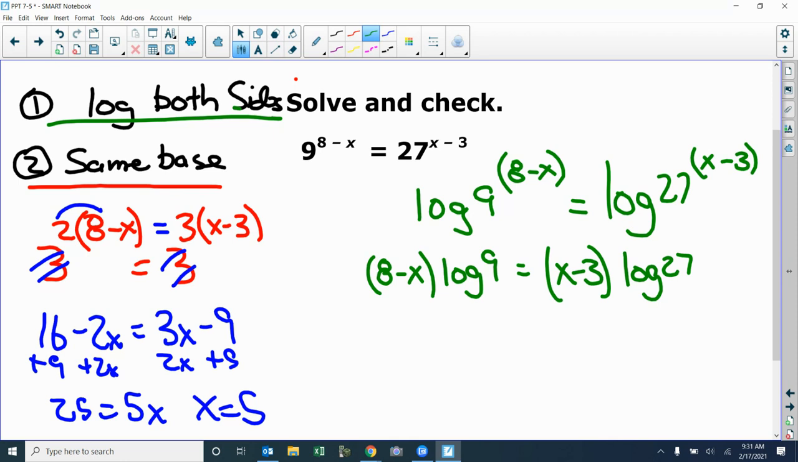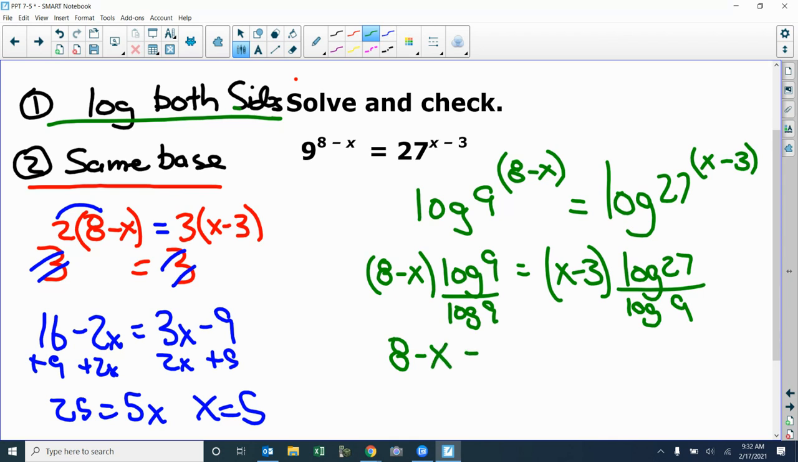This is the second method, or in this case up there I have labeled number 1. We did same base number 2 first. Now we're doing log of both sides. Log of 9 is just a number, so we're just going to divide by it. Here's where you'll need your calculator. I need log of 27, make sure you close your bracket, divided by log of 9. I think it's 3/2 or 1.5. It'll probably give you 1.5. We can do fractions or 1.5. 1.5 is fine. We stay with decimal.